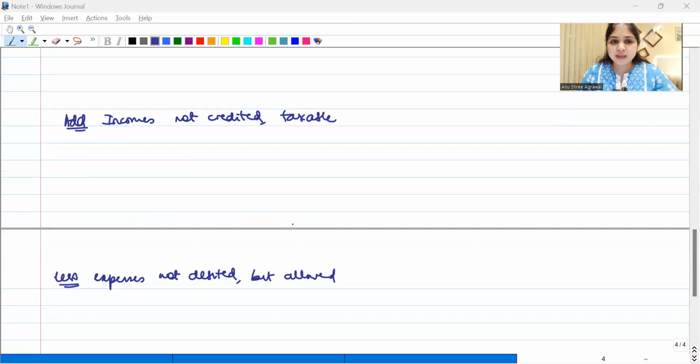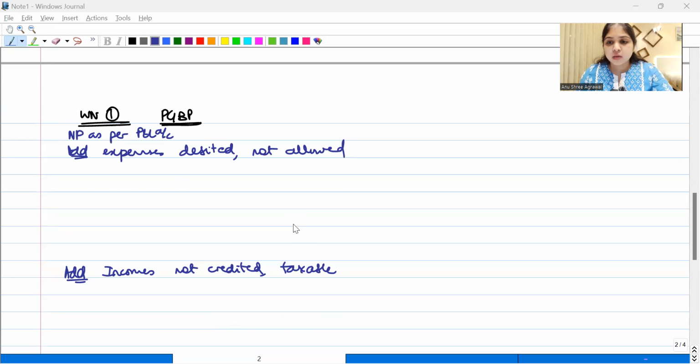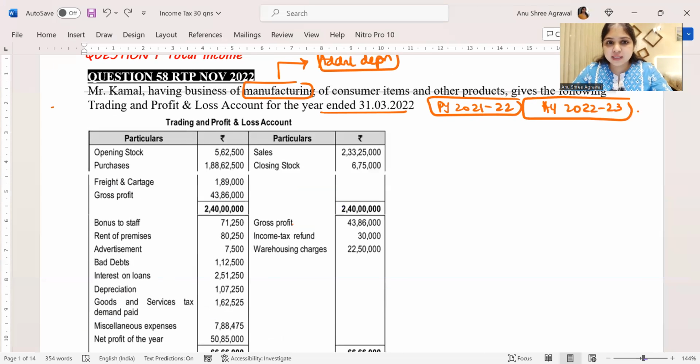Okay, so I've made my basic format for PGBP. Now coming to the question, my assessee is in the business of manufacturing consumer items. Sales, anything to do about sales? No. And if you look at the sales number, it is more than 2 crore. So definitely section 44AD presumptive taxation is not going to apply, which means I have to do the normal PGBP calculation. Sales, turnover number is more than 2 crore. So therefore no 44AD presumptive taxation. Closing stock, nothing to do. Gross profit, nothing to do.